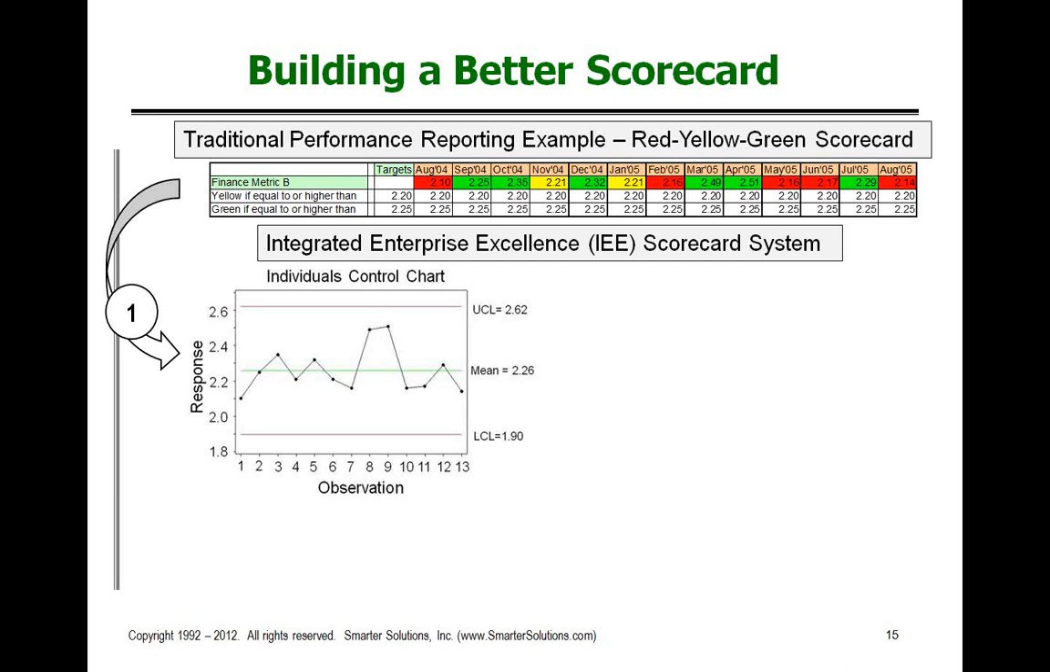So what do we know from looking at this control chart? Well, for one thing, if the red, yellow, green scorecard indicated that an improvement was made when it changed from red to green, the control chart doesn't indicate that's the case.